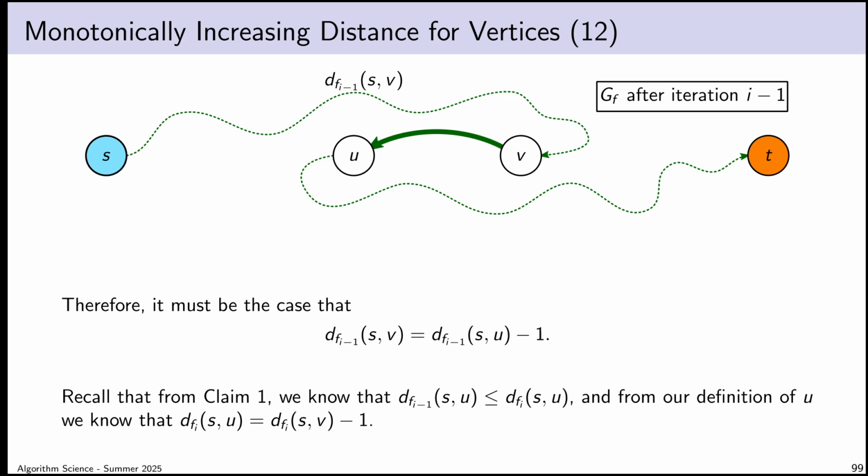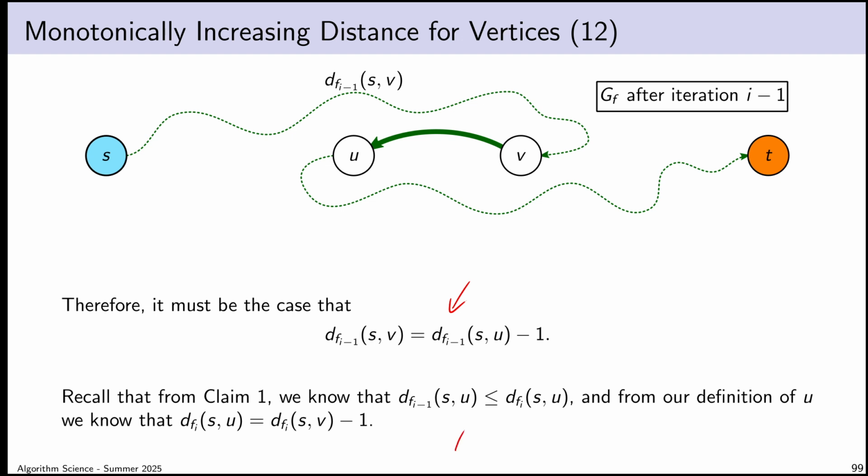Okay, so therefore it must be the case that the distance from s to v at the end of iteration i minus 1 is equal to the distance from s to u all minus 1, because the distance from s to v would be the length of a shortest path from s to v, and the distance from s to u would be the length of a shortest path from s to u, which, because of the edge vu appears in the augmenting path, must be 1 greater than the length of the shortest path from s to v. Okay, so I now have 3 pieces of information. I know that the distance from s to v at the end of iteration i minus 1, so during iteration i, must be equal to the distance from s to u all minus 1.